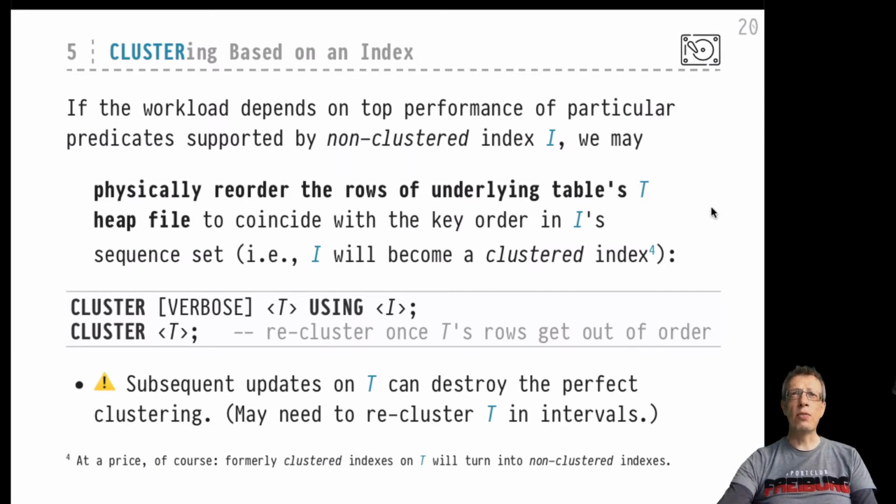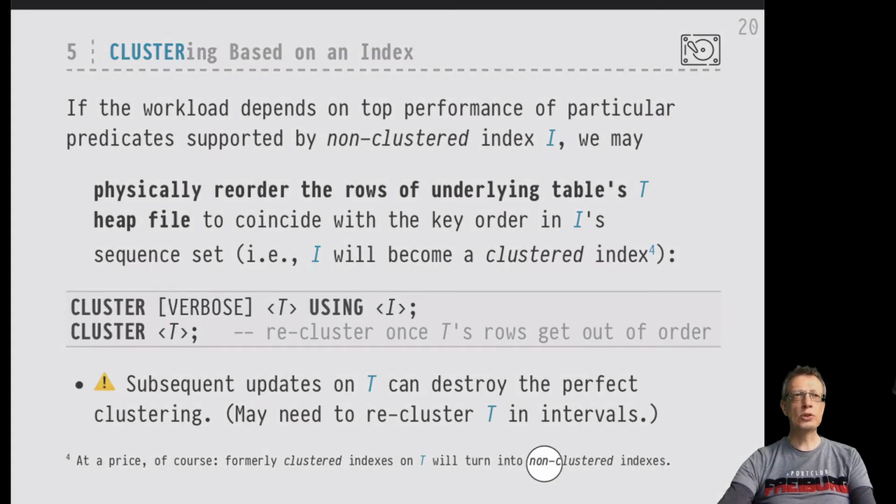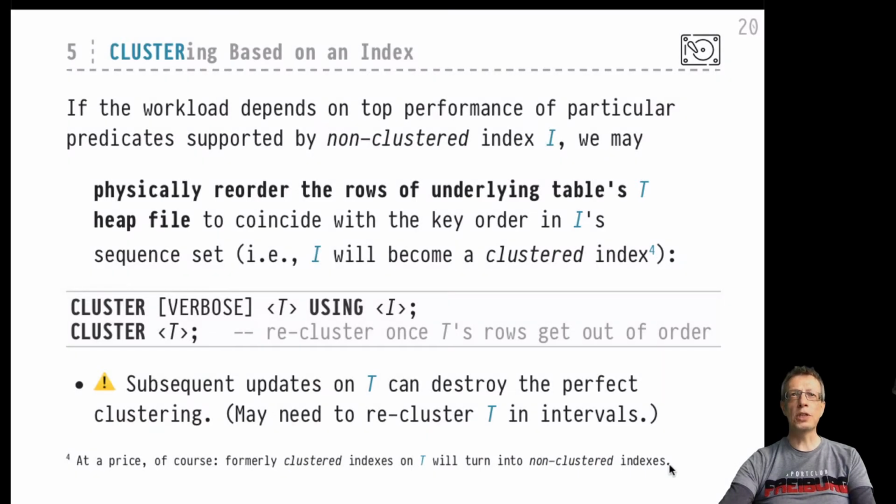Any indexes that might have been clustered until now will of course turn into non-clustered indexes after we have performed this physical reorganization. So that's a very important physical design decision to make: which indexes to turn into clustered indexes, which index to elect to be that one index whose order matches the order of the underlying table. All right, you can do that in PostgreSQL using the cluster command.